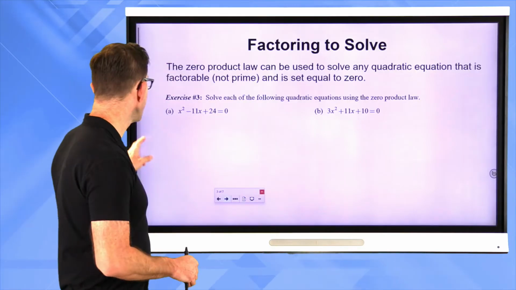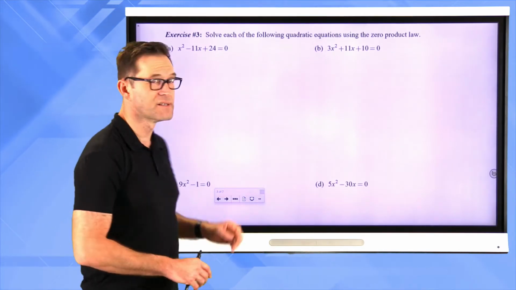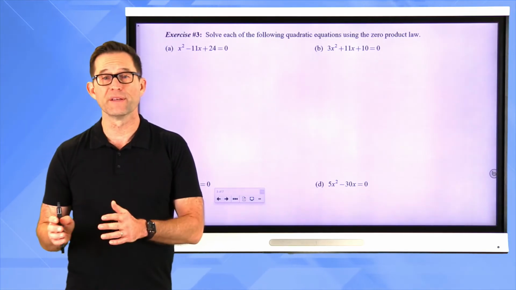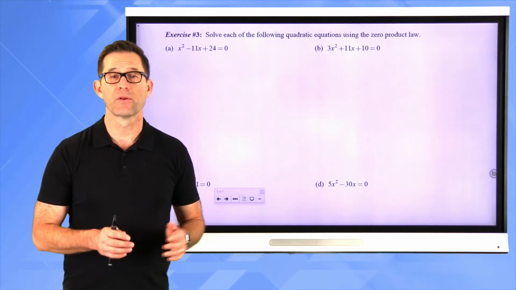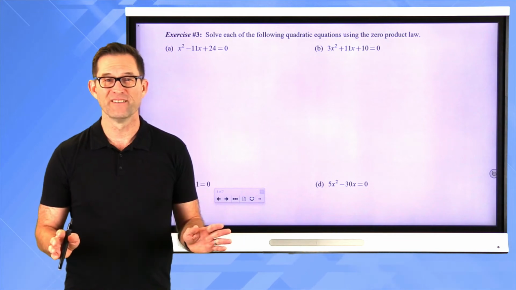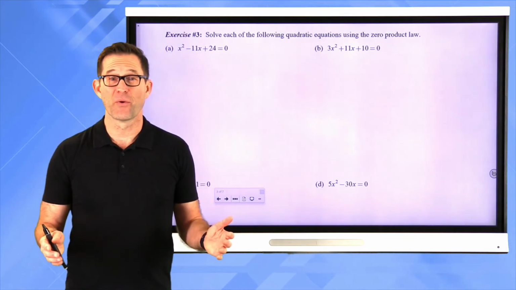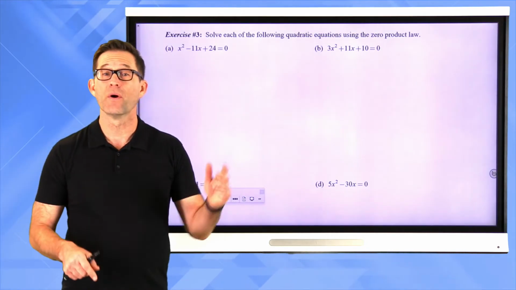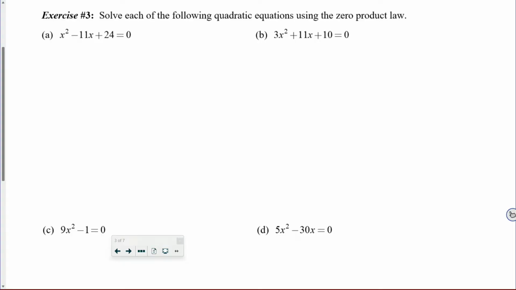Awesome. So in our last example, all of our equations were already written as products. In this particular example, none of them are. All right. Now, what does it mean to write something as a product? Well, it means that we have to factor it. So I take a look at letter A. Let's take a look at that one.